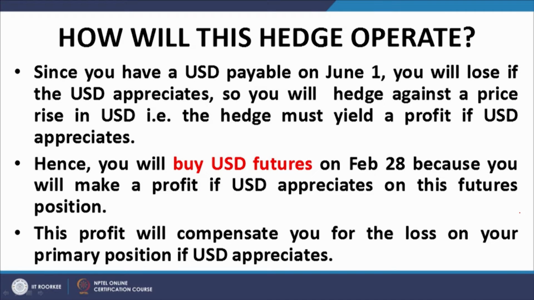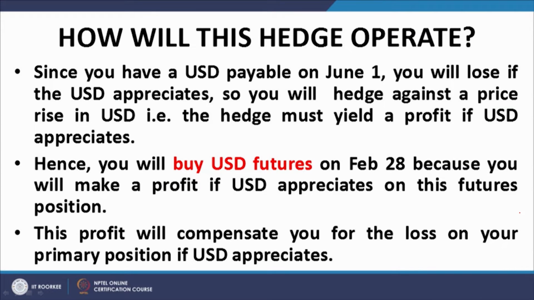So, you will hedge against a price rise in US dollars, that is, the hedge must yield a profit if the US dollar appreciates, because you are incurring a loss on your primary position, on your cash position, if the US dollar appreciates, for the simple reason that you have to buy US dollars in the market for remitting them to the supplier. Hence, you will buy US dollar futures on February 28 because you will make a profit if the US dollar appreciates in the futures markets. The profit will compensate you for the loss on your primary position, on your cash position, when you buy US dollars in the spot market, that is, for remitting to your US supplier.